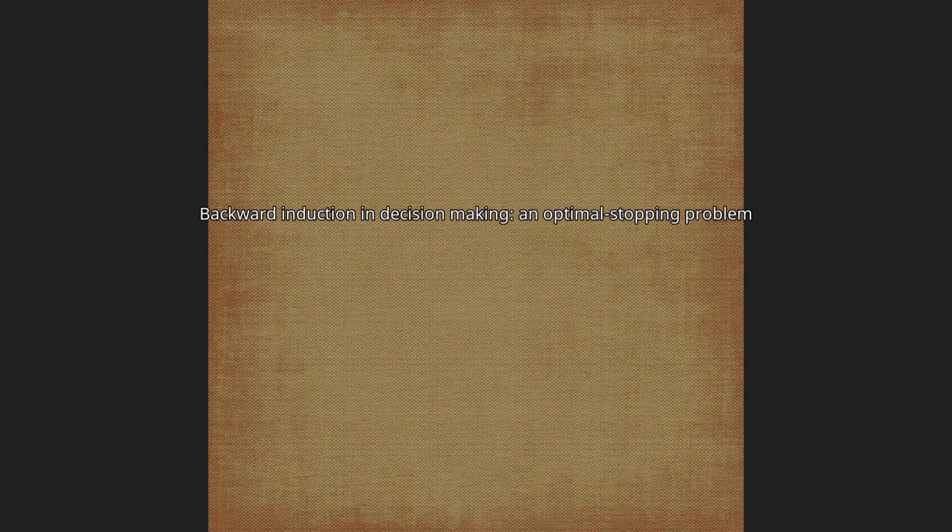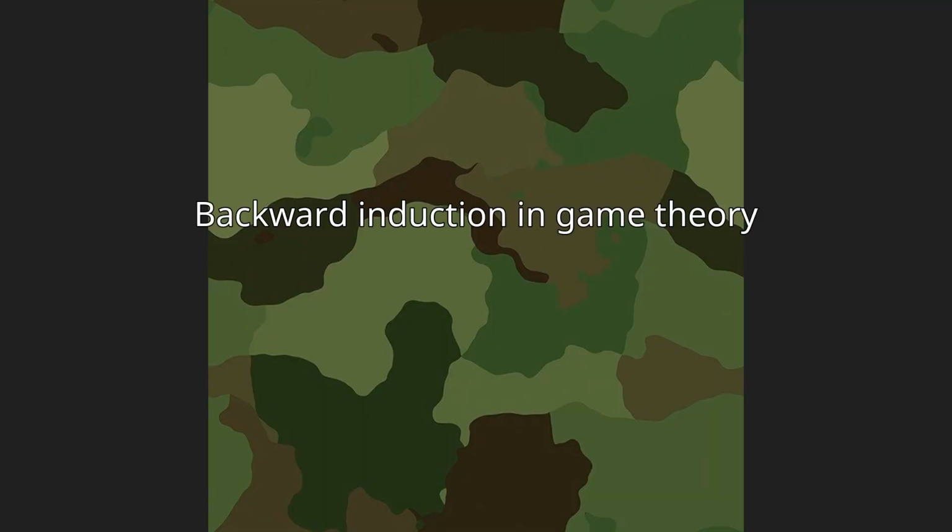A dynamic optimization problem of this kind is called an optimal stopping problem because the issue at hand is when to stop waiting for a better offer. Search theory is the field of microeconomics that applies problems of this type to contexts like shopping, job search, and marriage. Backward induction in game theory. In game theory, backward induction is a solution concept.